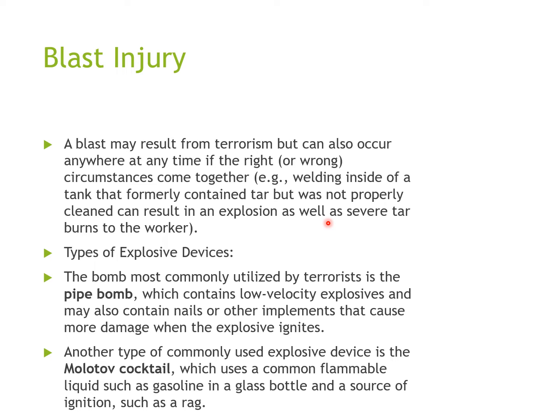All right. Here we have just a couple of explosive devices that people can use. A pipe bomb is something that terrorists like to use. Apparently this contains low velocity explosives. It may also contain nails or other implements that cause more damage when the explosive ignites. Another one that they like is a Molotov cocktail. Apparently this uses a common flammable liquid such as gasoline in a glass bottle and a source of ignition such as a rag. So these are just examples of explosive devices.